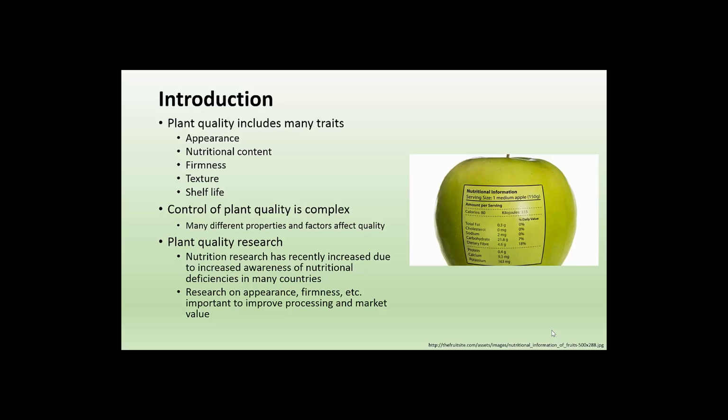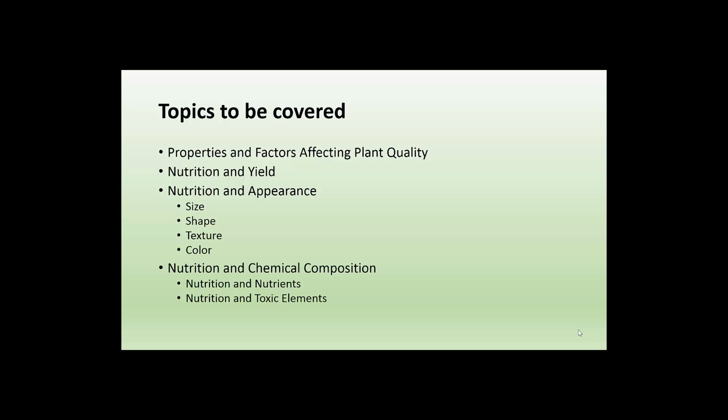This lecture will discuss the many properties that have a role in plant quality and also the factors that control them. It will also discuss some particular traits of plant quality and how nutrition affects these traits in more detail. First, we will discuss the properties and factors that affect plant quality. Next, we will briefly discuss the relationship between nutrition and crop yield. Then we will move on to how nutrition affects the appearance of plant products, in particular size, shape, texture, and color. Finally, we will discuss how plant nutrition affects chemical composition of plant products. We'll examine in more detail the nutrients and toxic elements in plants.